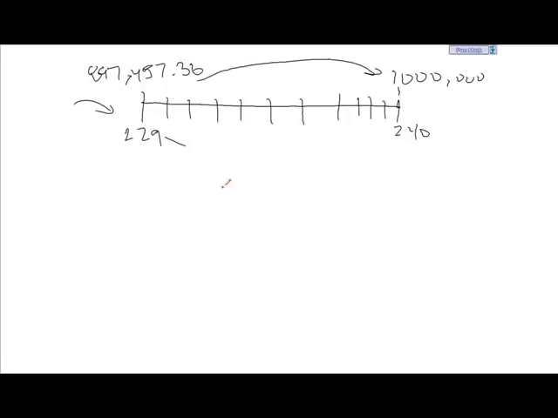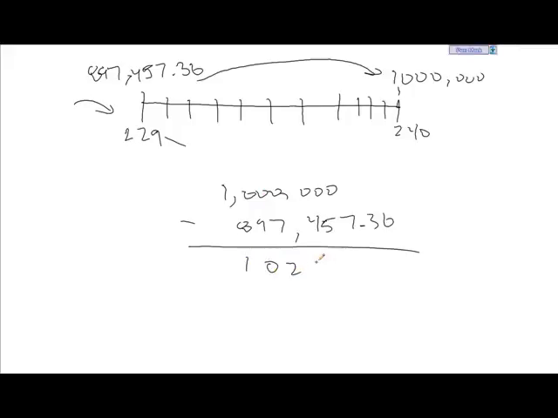The difference is 1 million minus 897,457.36. I take the difference, I get 102,542.64, $102,542.64. So this is in last year.